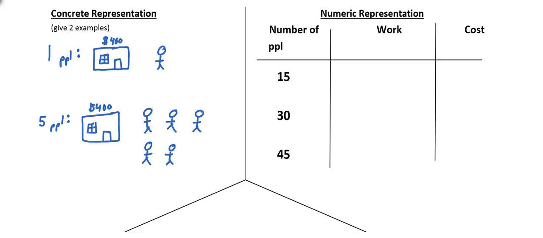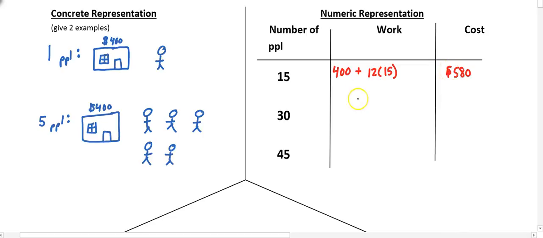Then we can move to our numeric representation. In our numeric representation, we're creating a table to represent different values. If we have 15 people that go, it costs $400 to rent the building plus $12 per person to eat. So when I multiply, I have 12 times 15, and 12 times 15 is 180, plus 400 would get us $580.